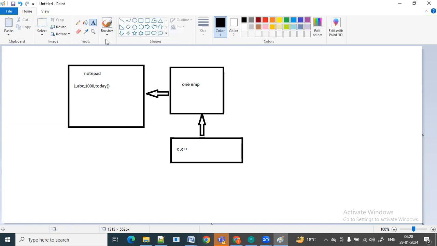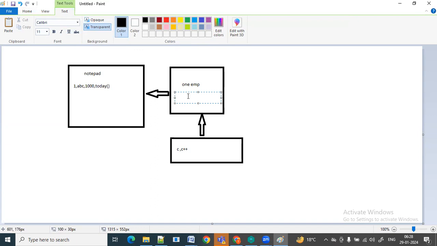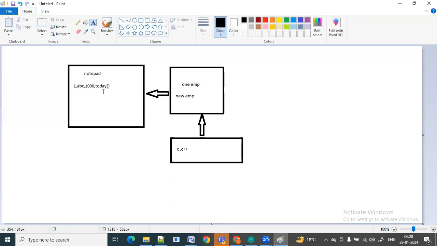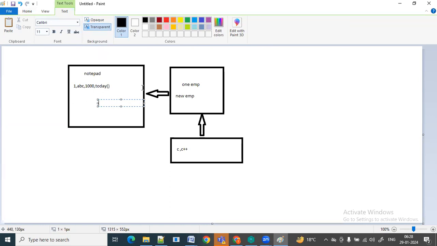Now let us assume I have another employee that I've joined in my company. Another new employee, so those details also I will be having here. So what does it mean? Now, 2 is the ID, XYZ is the name, and salary was some 2000.